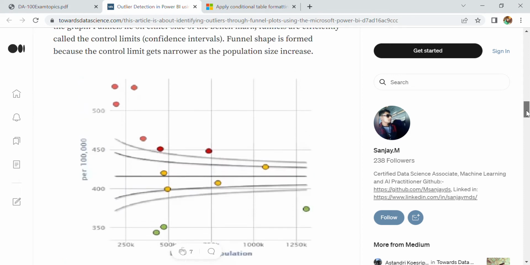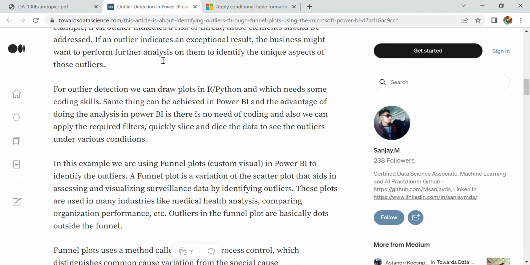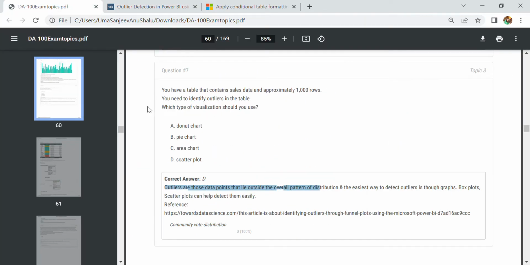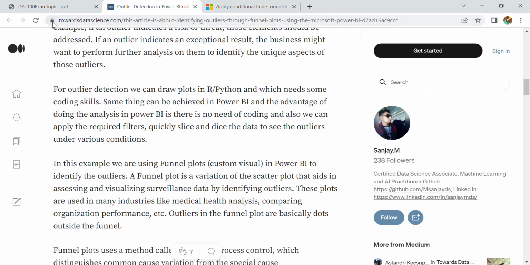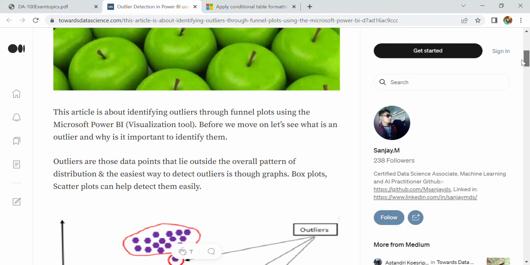So for that we use outliers, and in data visualization we have a facility, a scatter plot, through which we can visualize them. For more information you can go through this, to us datascience.com, and there you can read about this topic. This is a very important topic because outliers are the data points that lie outside the overall pattern of distribution, and they are easily detected through graphs.